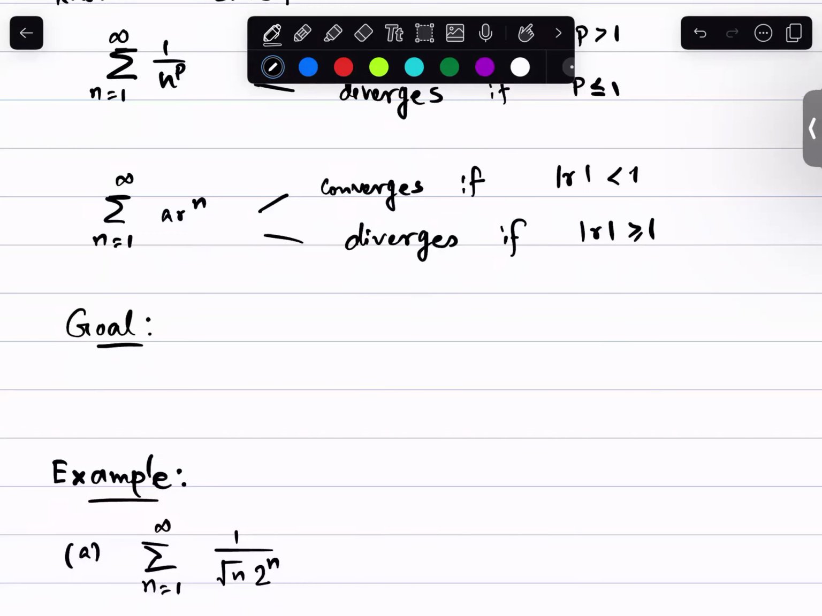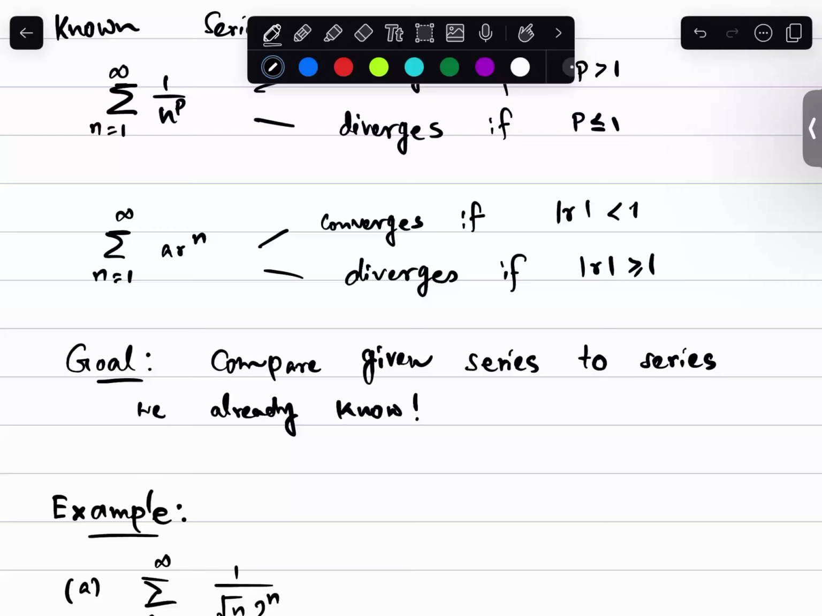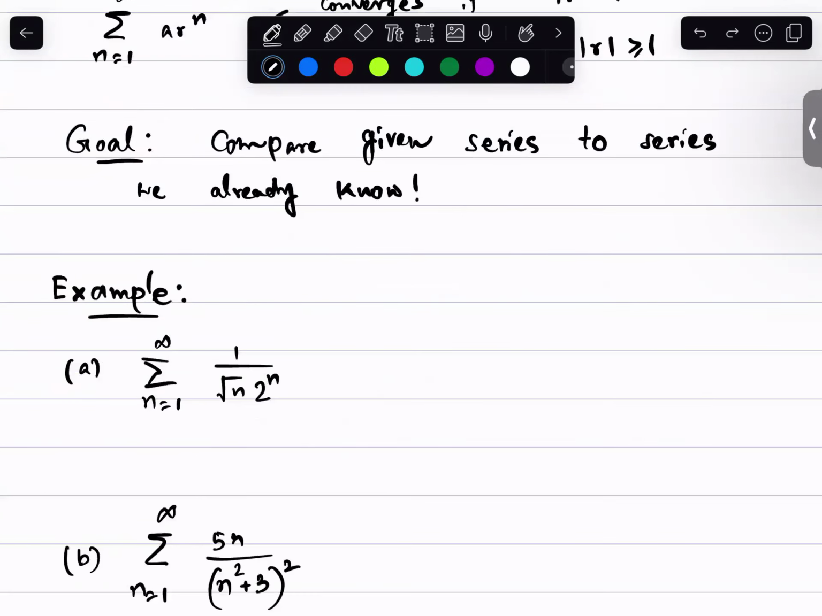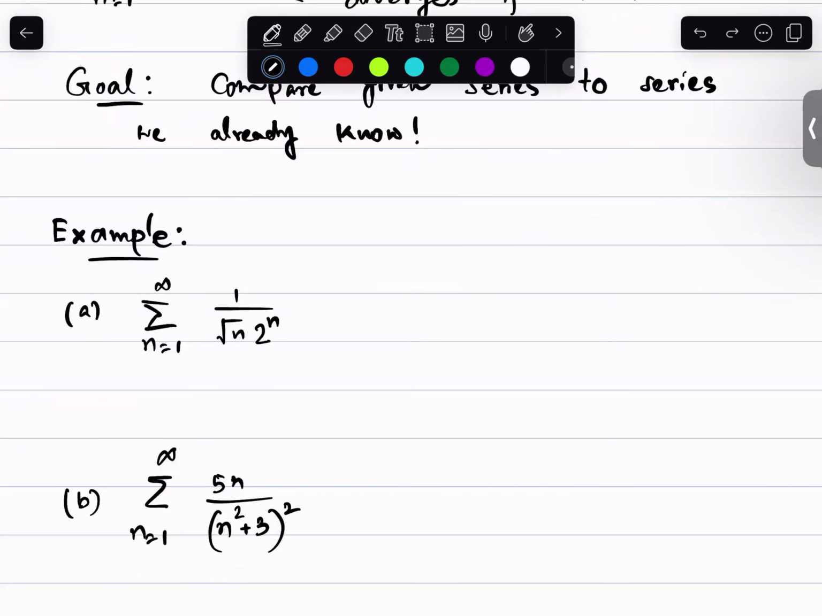Now the goal of this lecture is to compare a given series to the series we already know. Okay, and most of the time those will be either P series or the geometric series. Okay, cool. Let me solve some of the examples.